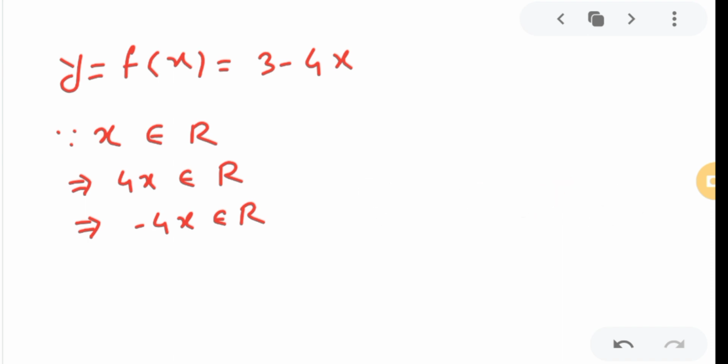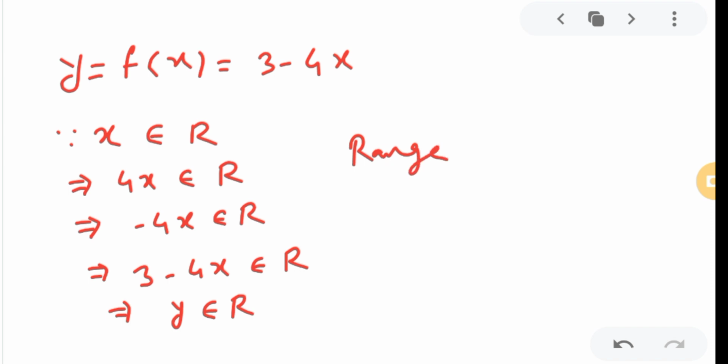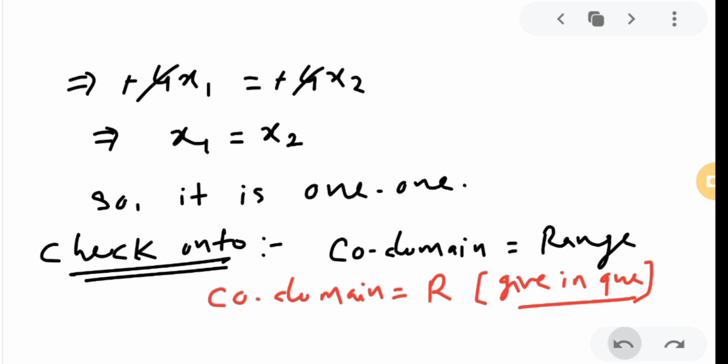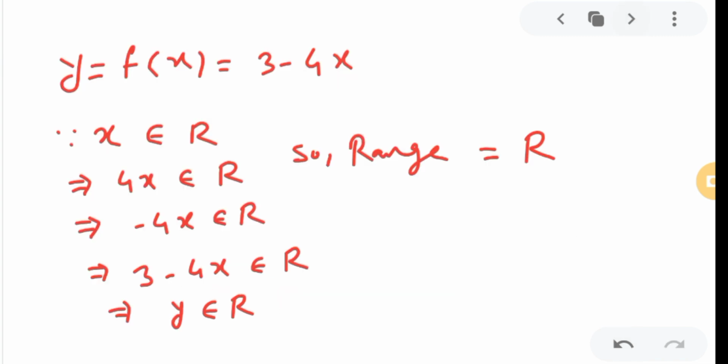Okay? If you are adding 3 on both sides, it is the same only, because R plus 3 will be R only. It will be from minus infinity to infinity only. So 3 - 4x belongs to R. And what is 3 - 4x? It is nothing but y. So I can say that y belongs to R, or I can say that the range is equal to R, and codomain was R and range is also R. So both are the same only.